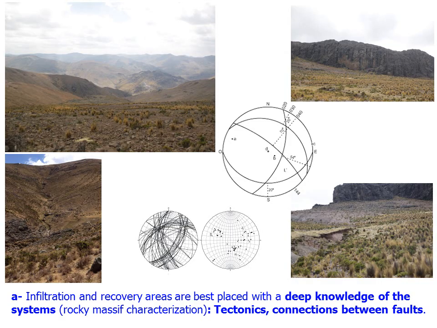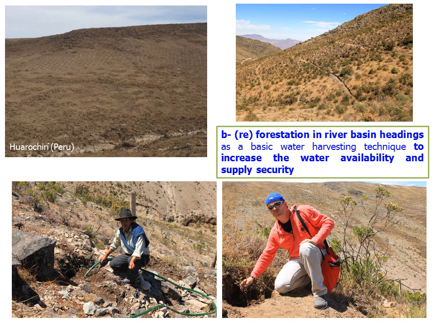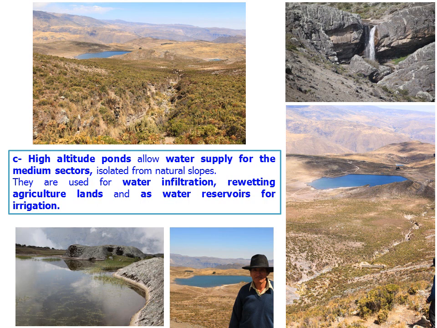In these systems, water harvesting requires a deep knowledge of the tectonics and connections between faults in the area. Also within the first category is usual deforestation or reforestation to increase the water availability and supply security. And lastly, in the first category, are included the high-altitude ponds. They are used for water infiltration, re-wetting agricultural lands, and thus water reservoirs for irrigation.